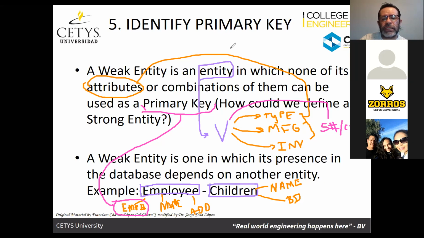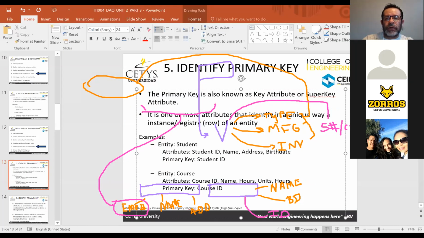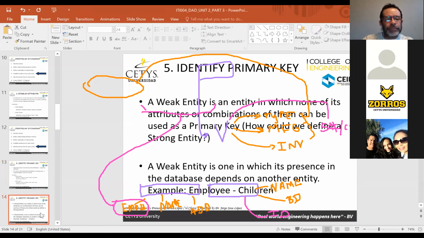And so we would need to create some sort of ID here to be able to turn this weak entity into an entity that's not weak. Okay, and this would be kind of the example of that. Okay.